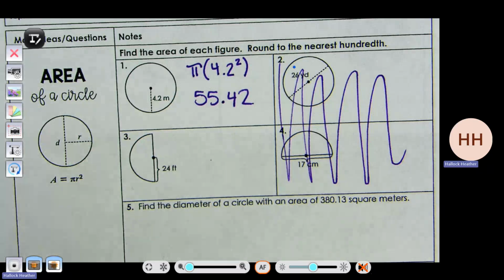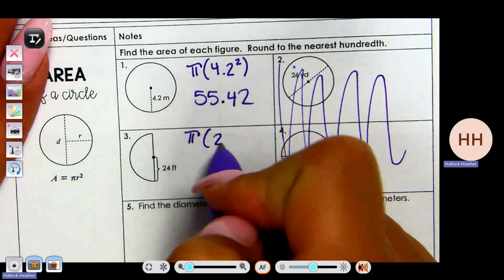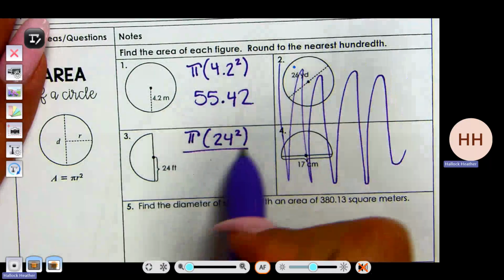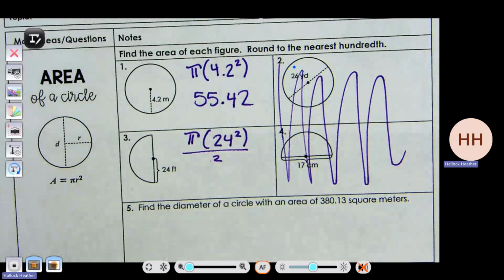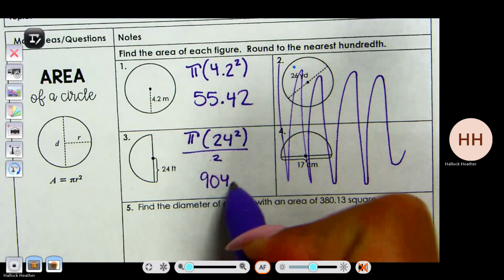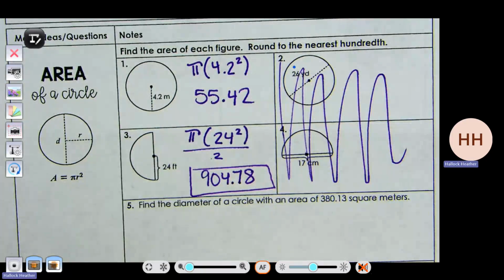For number 3, what's different between number 1 and number 3? It's half a circle. Okay, so what's my radius? 24. So it's exactly the same problem. In the end, I'm dividing by 2 because it's not a whole circle. It's half a circle. So take your calculator, 24 squared first, times pi, divide by 2. Gets me, it's a big number. 0.78. That's not that bad. That's really easy.